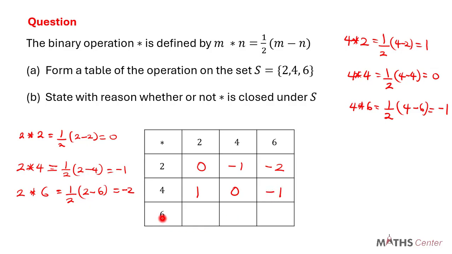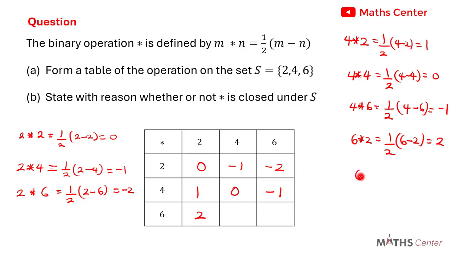The next one is 6 star 2. So by comparison, m will be 6, n will be 2. So we have half times 6 minus 2. 6 minus 2 is 4. So half times 4 gives us 2. So 6 star 2 gives us 2.